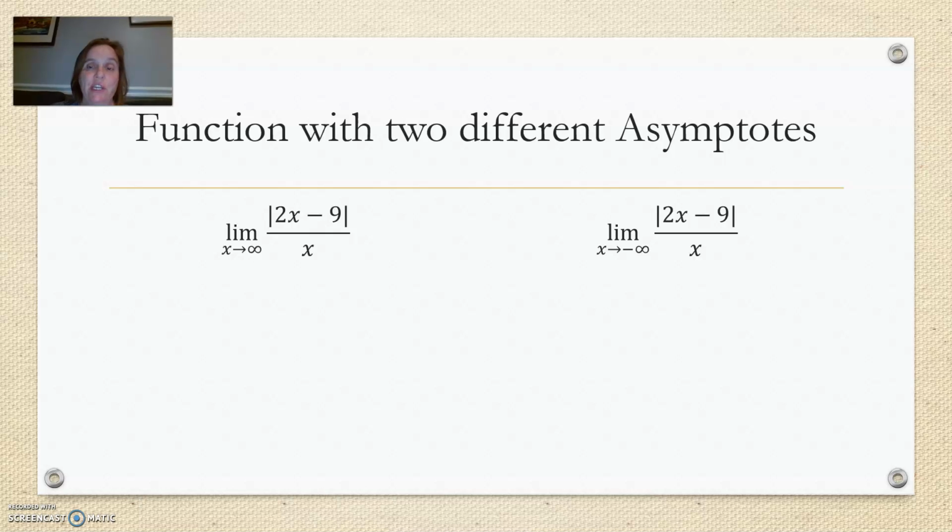It's possible for a function to have two different asymptotes, and so here's an example of a type of function that has two different asymptotes. The absolute value of 2x minus 9, the dominant term would be 2x. And then if x is going to infinity, I know that 2x is going to be a positive number, so the absolute value function is not going to have any impact on that. It would be 2x over x, so the horizontal asymptote would be at y = 2.